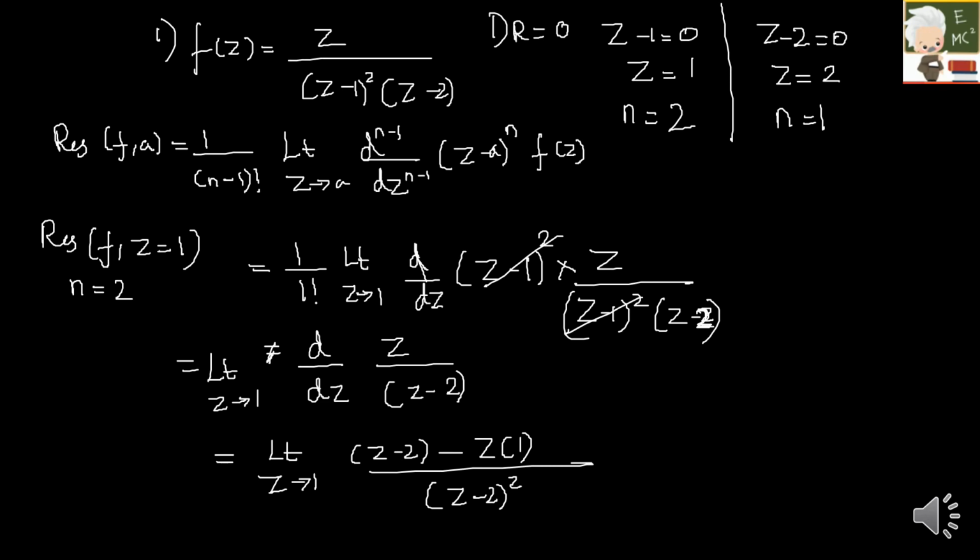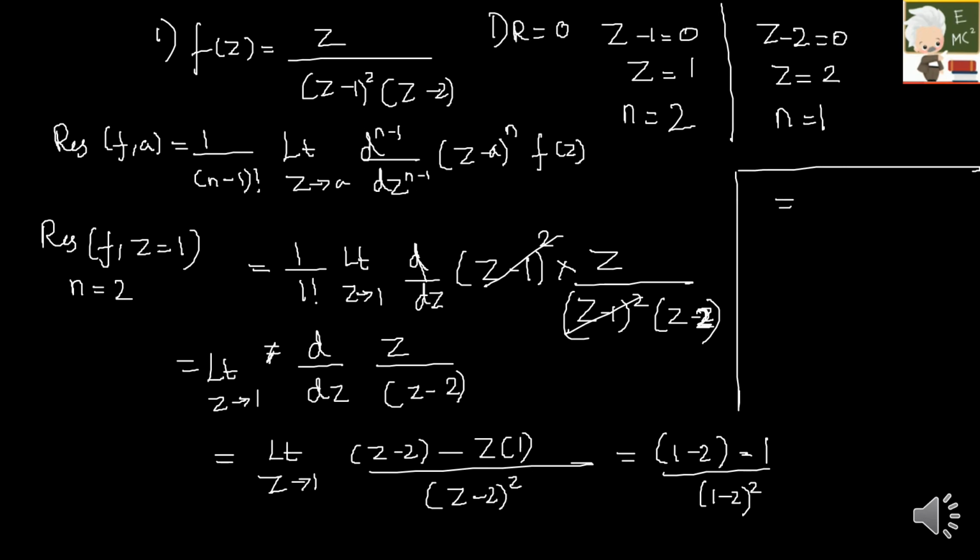Now you have to apply your limits. Applying the limits, this would be (1 minus 2 minus 1) divided by (1 minus 2) the whole square, which will be minus 1 divided by (minus 1) the whole square. It will be plus 1, so your answer is minus 2. So this is your residue.